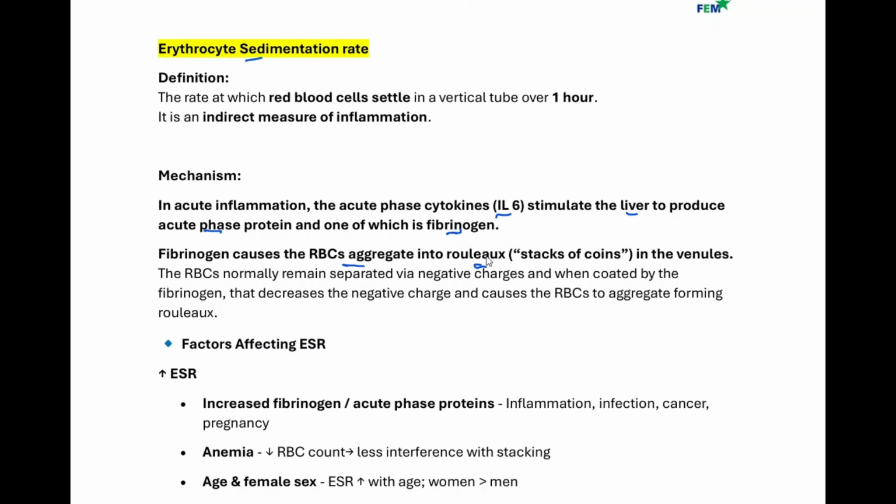And then once they stick together, that increases their density, because remember we said that the fibrinogen will remove the negative charge on those red blood cells. They will come together and they will become very dense. And once you put them inside a pipette tube and you watch them falling, because of their increased density, they're going to fall faster. So they will fall faster in the vertical tube, and that's what we call erythrocyte sedimentation rate. So this is the rate at which the red blood cells settle in a vertical tube over 1 hour, and it's an indirect measure of inflammation.